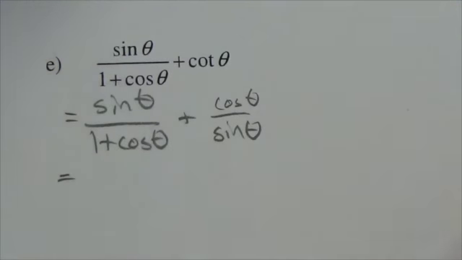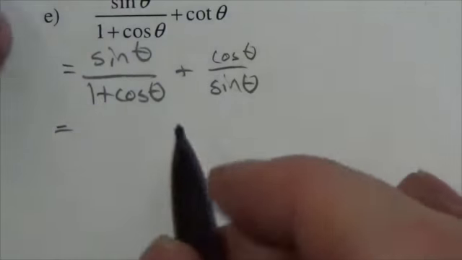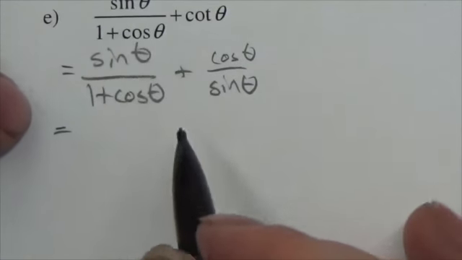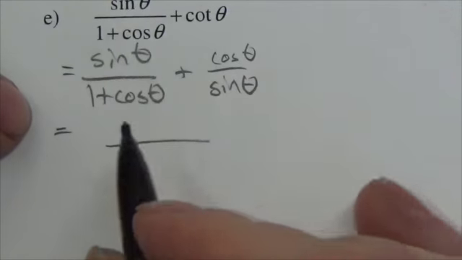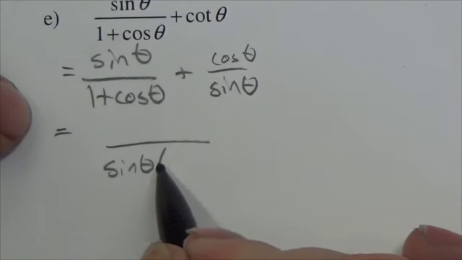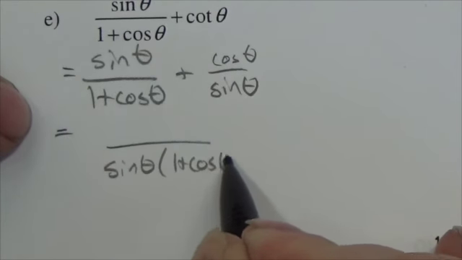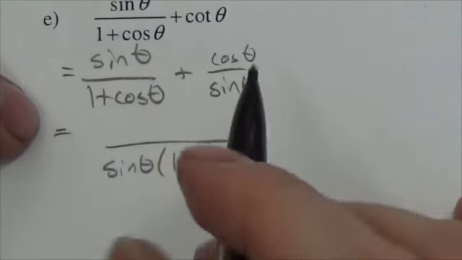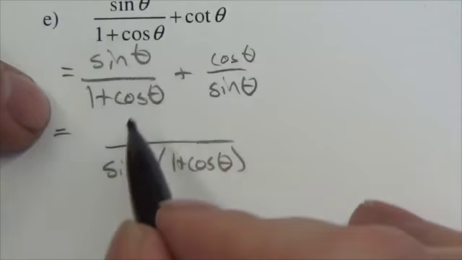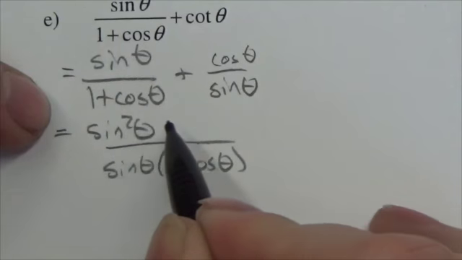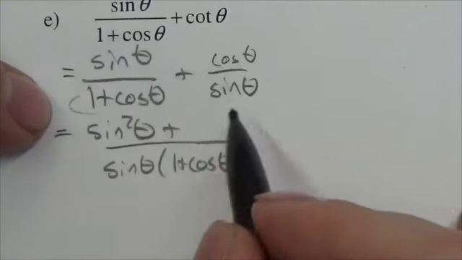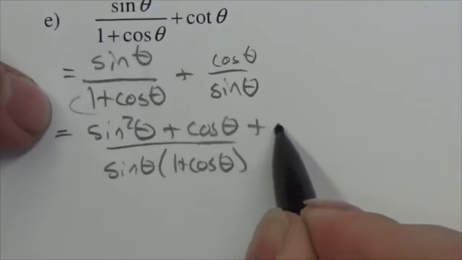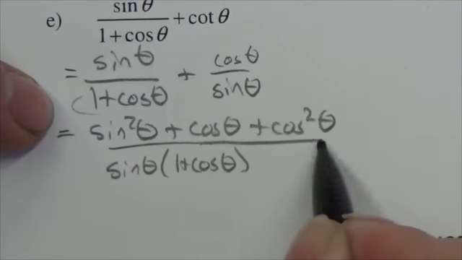Now, I'll deal with some restrictions here in just a second. Notice that my common denominator here will be just the product of those two. So this is going to be sine of theta times 1 plus the cosine of theta. I'm not so worried about expanding the denominator. I am about the numerator here. So sine times sine will give me sine squared of theta. And then when I distribute this through, I'm going to get cos theta plus the cosine squared of theta.